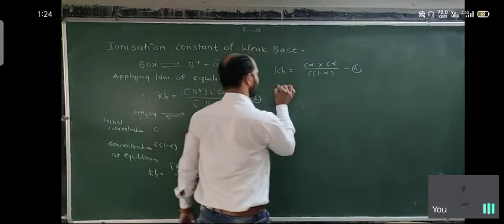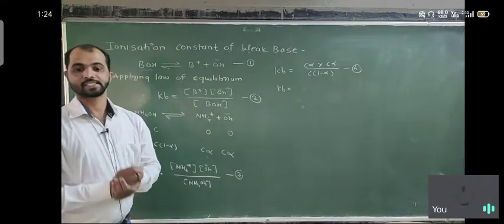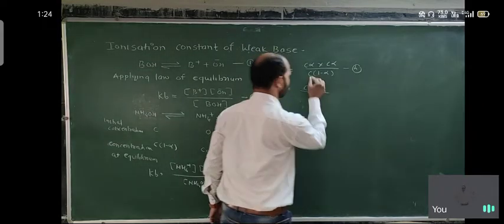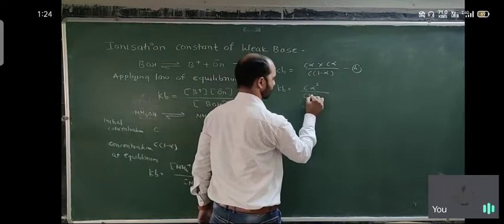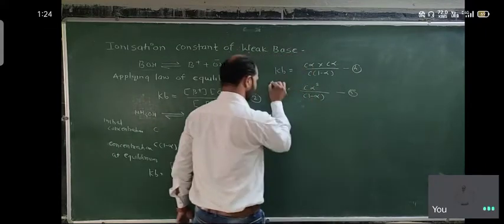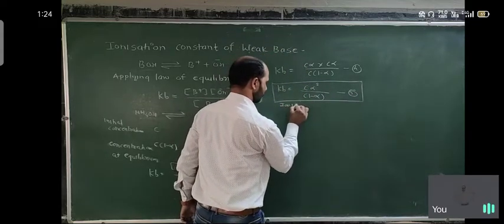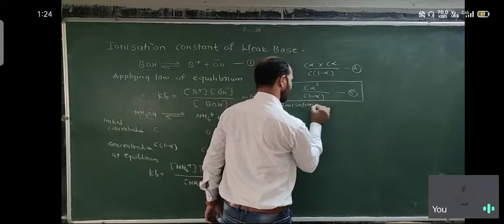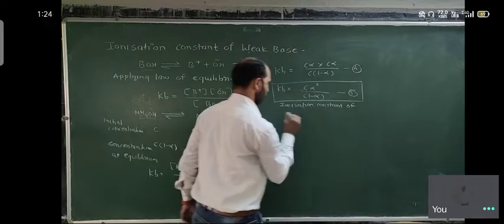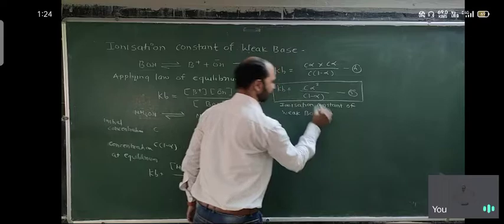So here Kb is equal to C alpha into C alpha, which is C alpha square upon C into (1 minus alpha), where C is the concentration. So this is equation number 5, and this is the ionization constant of weak base.